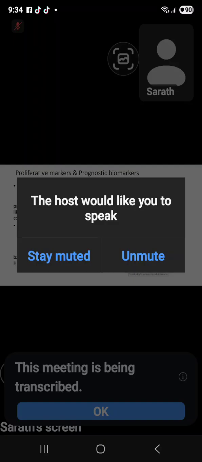For example, the estrogen receptor, the progesterone receptor, or the HER2 receptor. These are the prognostic biomarkers. If the prognostic biomarkers are present, then you can use hormonal therapy. That means that is good. So the presence of prognostic markers will be good for us.